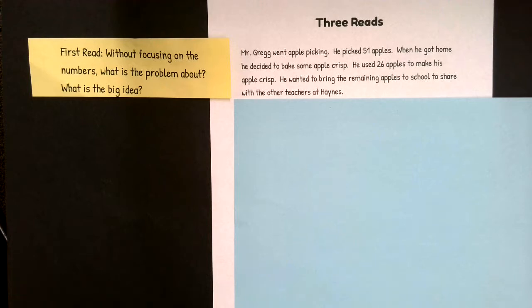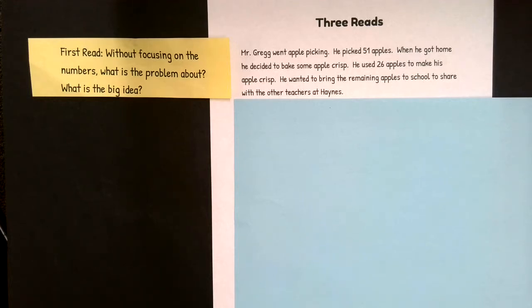Well, let's see. Mr. Greg went apple picking. He picked 51 apples. When he got home, he decided to bake some apple crisp. He used 26 apples to make his apple crisp. He wanted to bring the remaining apples to school to share with the other teachers at Haynes. So I think the gist of this problem is that Mr. Greg picked some apples and he baked something, but he wants to share any apples he has left over with others. I think that's the big idea here.